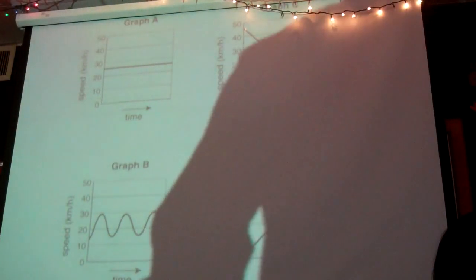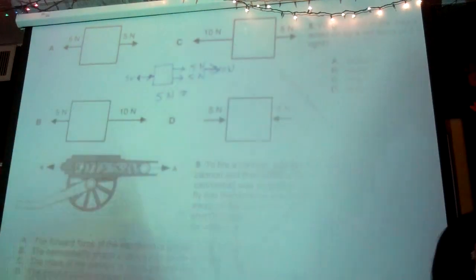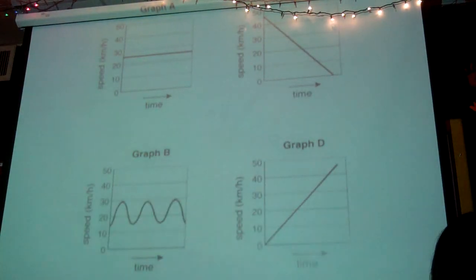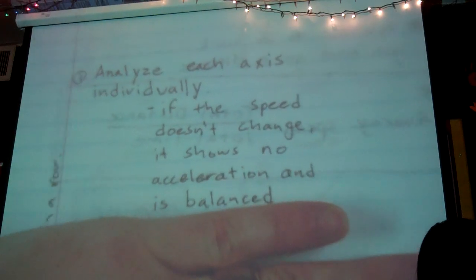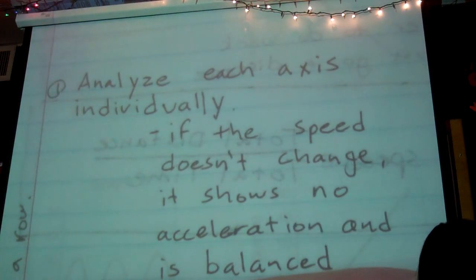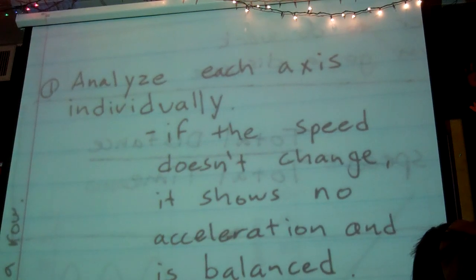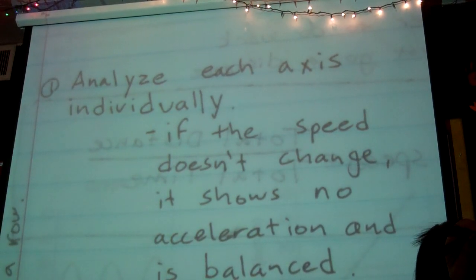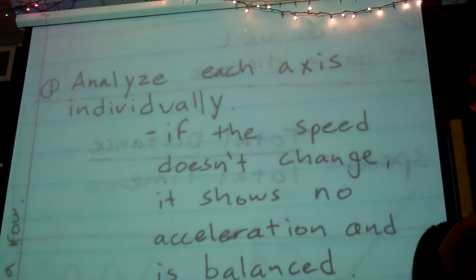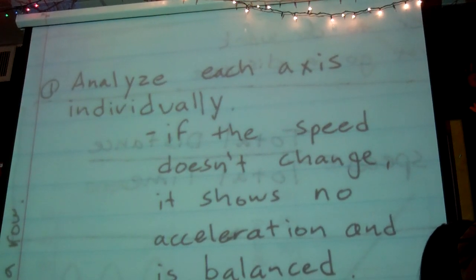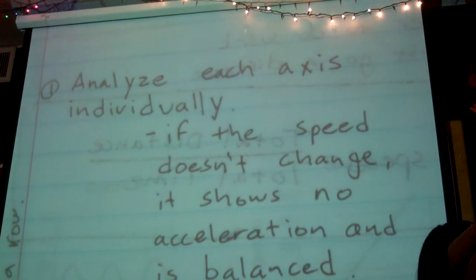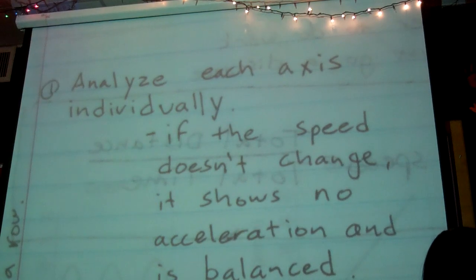So for number 1, in order to answer a question of this type right, you're going to analyze each axis individually. This is what you're writing down. If you look at the speed and it doesn't change the whole time, then you know that there is no acceleration and that the forces acting on that object are balanced.